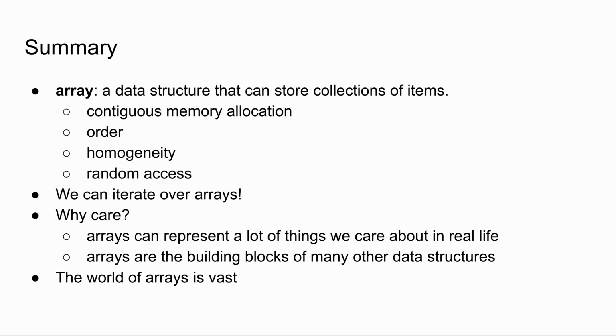We learned that contiguous memory allocation and order allow us to iterate through an array, which we can do with a for loop or a while loop. We learned that we should care about arrays because arrays can represent a lot of things we care about in real life, such as shopping lists or chessboards, and arrays are also the building blocks of many other data structures, such as heaps or hash tables. Lastly, we learned that the world of arrays is vast and goes far beyond what we covered in this short video.